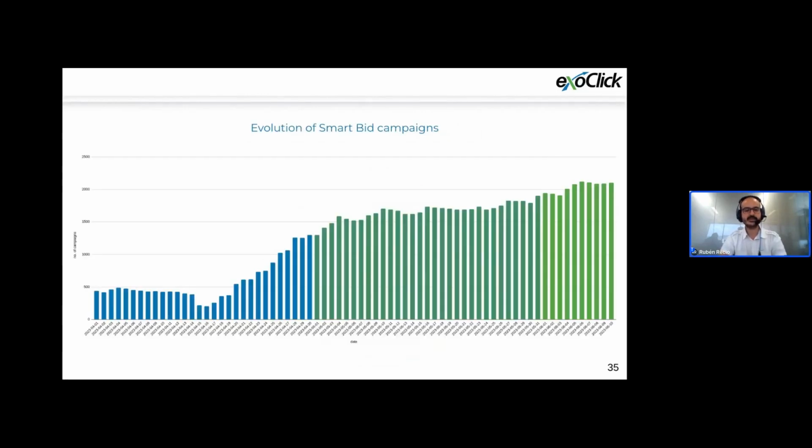And here you can see an evolution on the amount of SmartBid campaigns that we have in our network ever since it was originally delivered to all of you. We started with a very modest amount of just less than 500 campaigns, but over time you can see that the majority of advertisers have seen the benefits of the potential of SmartBid, and right now we're finding ourselves at an average of 2,000 active campaigns.